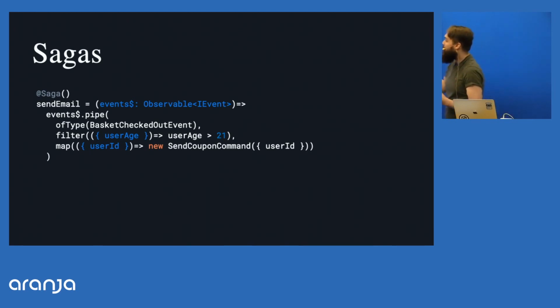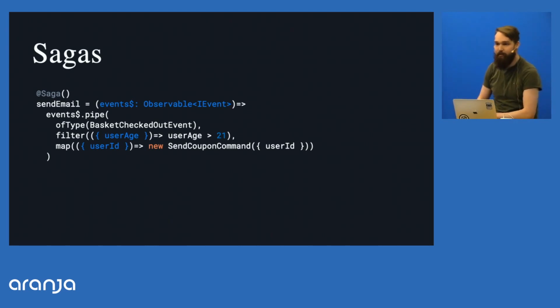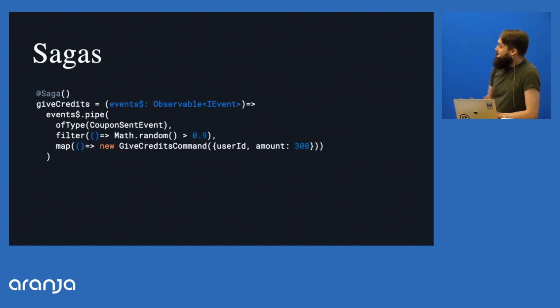So we're piping all of the events that are flowing through the system. We only care about the basket checked out event, and we're filtering. We're saying if the user's age is over 21, then we're going to map it and send a new send coupon command. So RxJS is doing the heavy lifting, and Nest is doing the heavy lifting. We're just sort of declaratively saying what's going to happen. And the credits, we have this new event in our system, coupon sent event, and filtering by math random. And then we're giving some credits through a command.